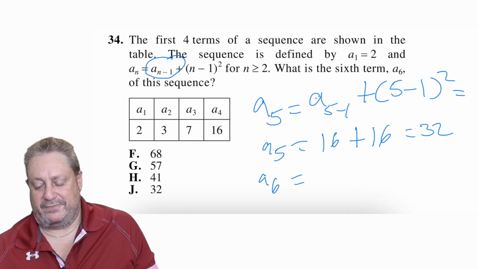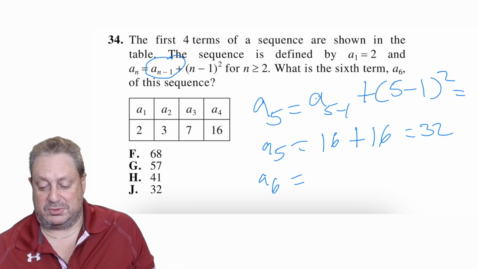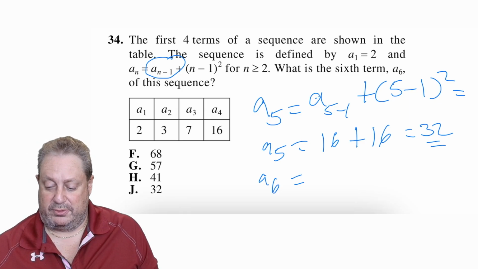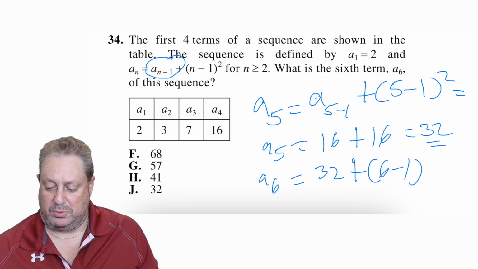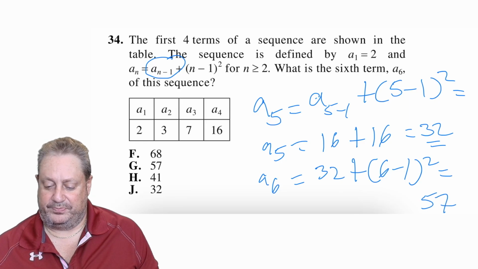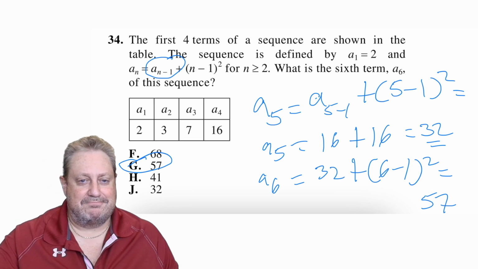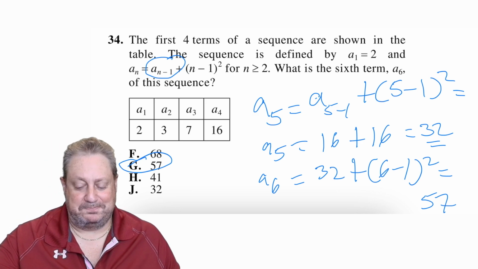So I don't have to write it out now. I know that this first term is going to be the previous term, right? Because it's A(n-1). So the previous term was 32. So just put that over here, 32, plus, in this case, my n is the 6th term I'm looking for, minus 1, square it. So that's going to be 5 squared, 25. 25 plus 32 is going to give me 57. And that's it. So again, much more bark than bite.